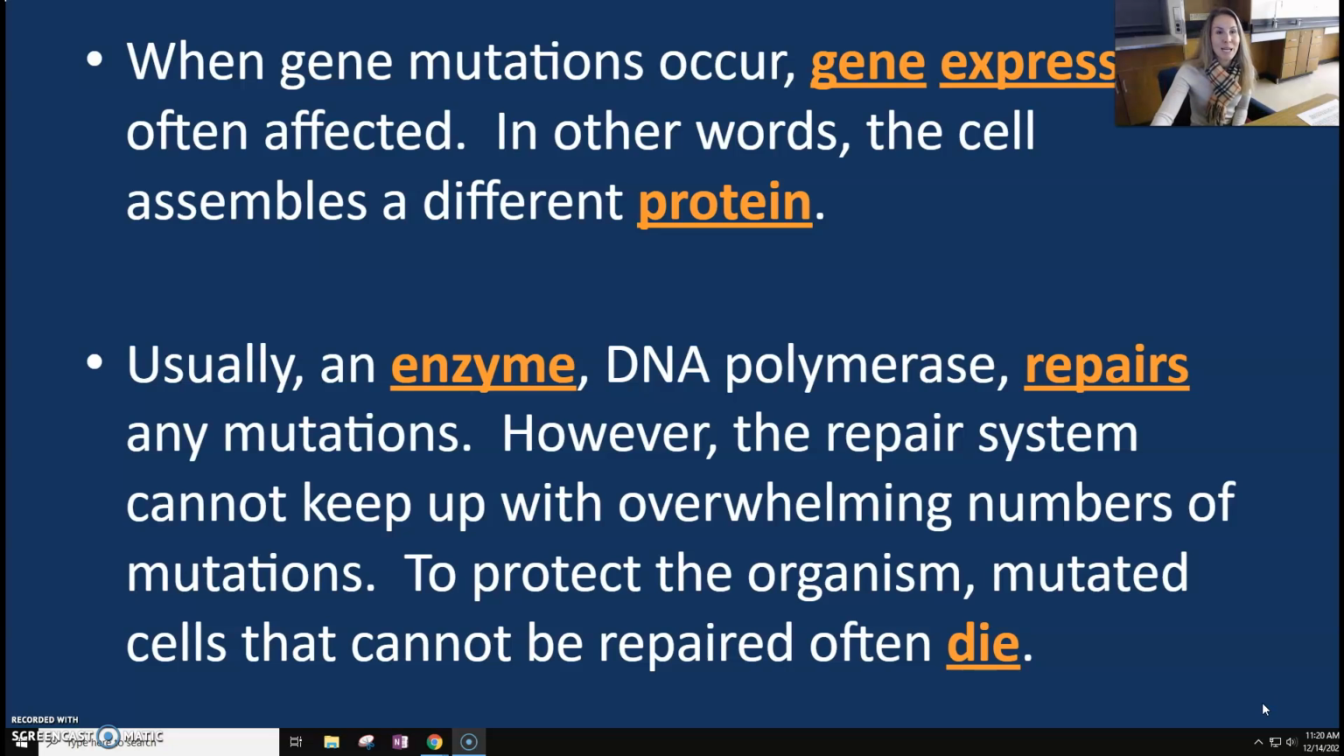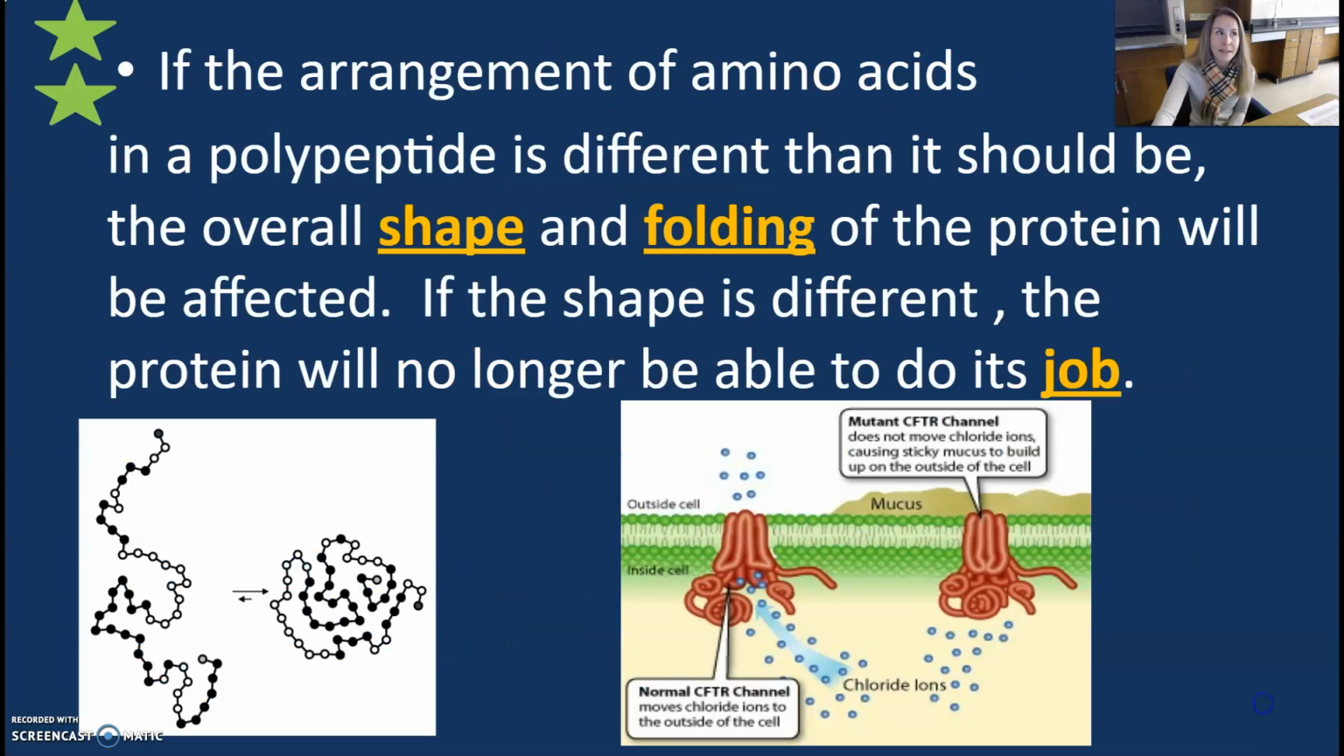Usually, the enzyme DNA polymerase repairs any mutations. However, the repair system cannot keep up when there are overwhelming numbers of mutations or incorrect copying. So to protect the organism, mutated cells that cannot be repaired often die.